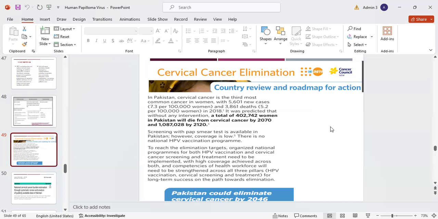To reach the elimination targets, organized national programs for both HPV vaccination and HPV cancer screening and treatment need to be implemented with high coverage achieved. Efforts need to be strengthened across all three pillars: HPV vaccination, HPV screening, and treatment for long-term success. On the path toward elimination, Pakistan could eliminate cervical cancer by 2046.